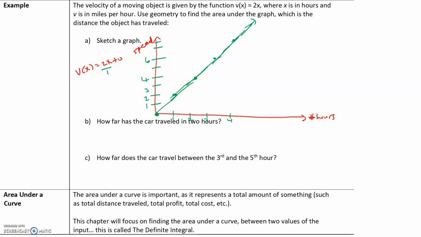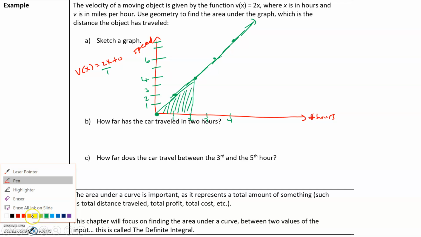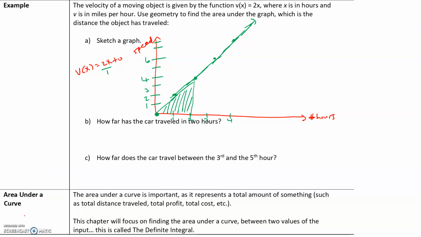Now, the question says, how far has a car traveled in 2 hours? Not the speed of the car, but how far has it traveled? And the distance traveled is the area under the curve. We want to find this area right here. The area under the curve, when x is the number of hours and y is the speed, represents the distance. So to find the area under the curve, which is the distance, we have a triangle.